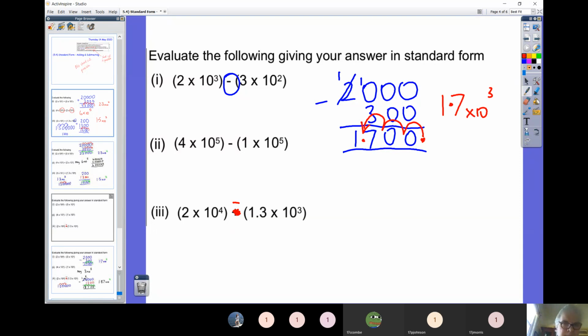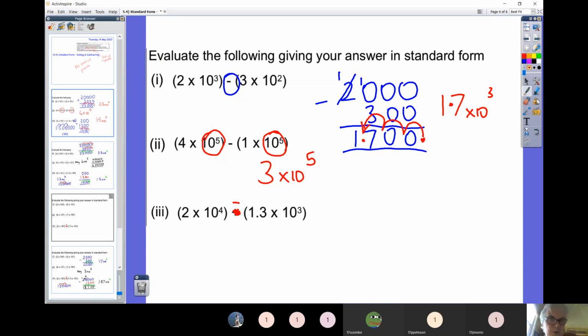Question 2, a bit similar to last time. Look out for the ones where the power is the same. If the power is the same, there's no need to do all those workings. You can literally just say 4 take away 1 is 3. So that's just 3 times 10 to the 5. So you might be lucky in some of your Hegarty questions are like that. You might not be lucky. More likely, they're going to be like number 1 and 3. So let's just do number 3.